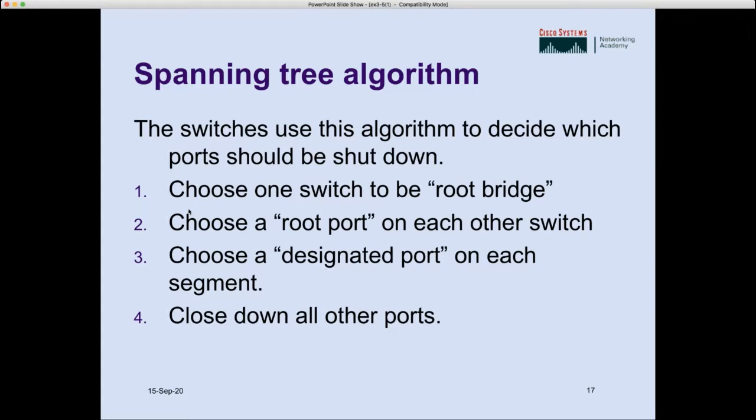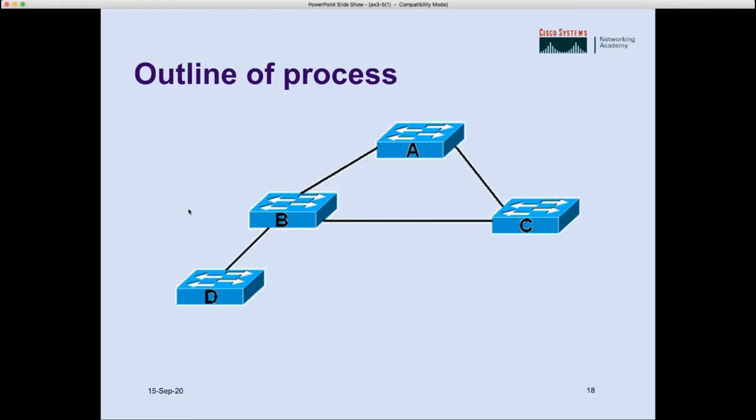Then we're going to choose a designated port on the other side of each wire. One side of the wire is a root port. The other side of that wiring segment will be the designated port. And all the other ports are closed down. They're not shut down. If you do a show IP interface brief, they will not say administratively shut down. They'll say they're up and up. But STP has placed them in a sort of blocking or alternate mode where they're available to be used if the best path becomes available at this time. So let's take a look at this process here.